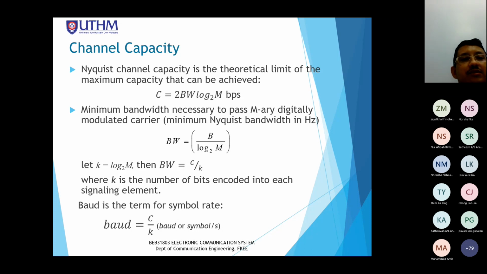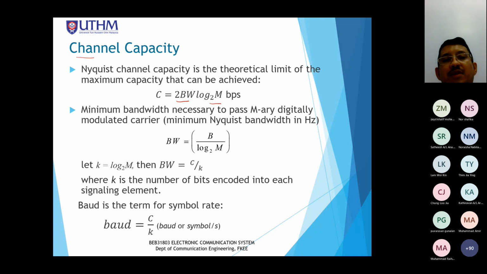So the next parameter is channel capacity. So what is channel capacity? Channel capacity is the highest possible bit rate that can be decoded at the receiver side. So C for capacity is equal to 2 times bandwidth times log base 2 of M.